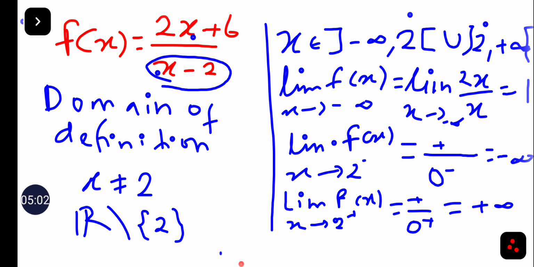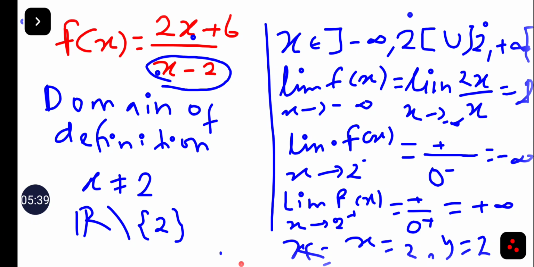Now, since the limit at 2 gives us infinity, it is telling us that the line x equal to 2 is the vertical asymptote. And the limit at infinity gives us 2. Let's correct this: 2x over x is 2, sorry. So it gives us 2. So the line y equal to 2 is the horizontal asymptote.